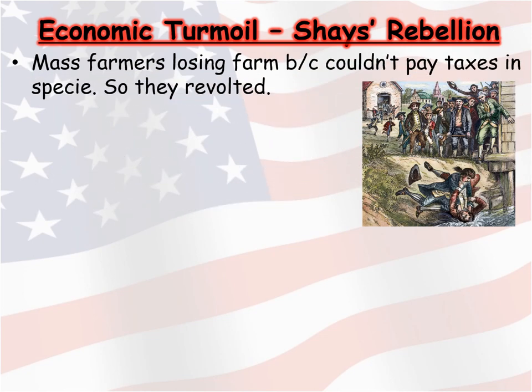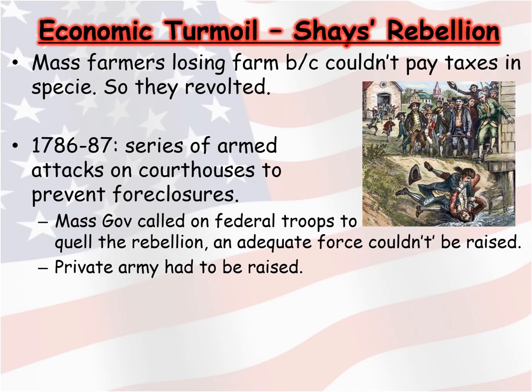So, a lot of Massachusetts farmers were losing their farms because they could not afford to pay taxes on land that Massachusetts had to levy to pay back their war debt. And Massachusetts demanded those taxes be paid in what is called specie, which is hard money, gold or silver. Farmers didn't have that, so they revolted. And their rebellion was actually pretty successful.